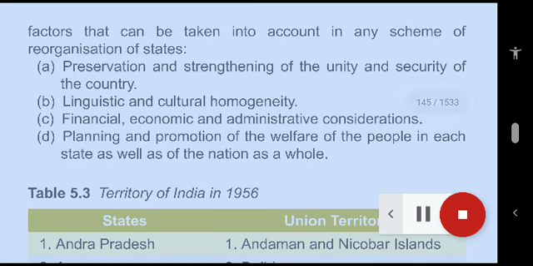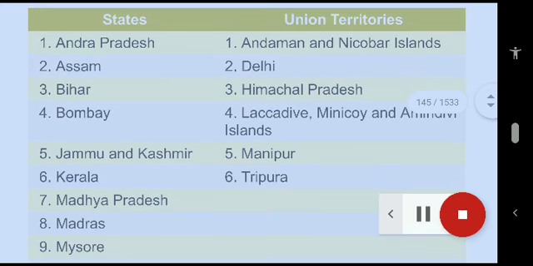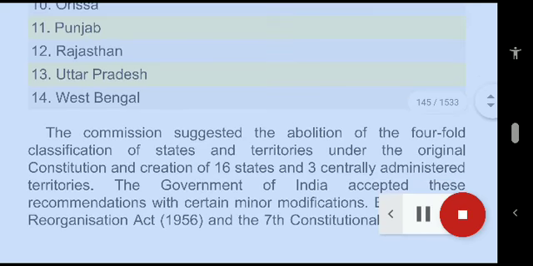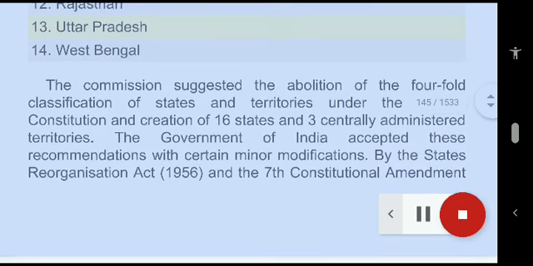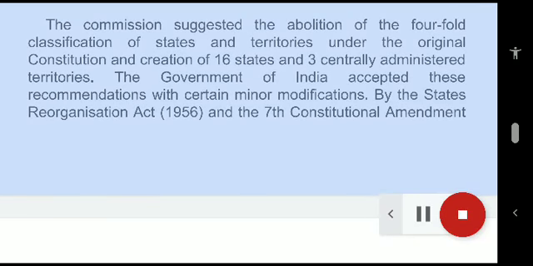Table 5.3 Territory of India in 1956. States: 1. Andhra Pradesh, 2. Assam, 3. Bihar, 4. Bombay, 5. Jammu and Kashmir, 6. Kerala, 7. Madhya Pradesh, 8. Madras, 9. Mysore, 10. Orissa, 11. Punjab, 12. Rajasthan, 13. Uttar Pradesh, 14. West Bengal. Union Territories: 1. Andaman and Nicobar Islands, 2. Delhi, 3. Himachal Pradesh, 4. Lakshadweep, Minicoy and Amindivi Islands, 5. Manipur, 6. Tripura.